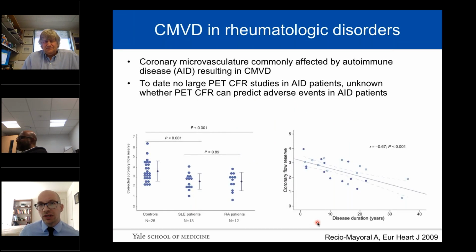Next topic, I would like to talk about microvascular disease in rheumatologic disorders, and this really builds on a study done by Dr. Camici's group. It shows that patients with lupus or rheumatoid arthritis had reduced coronary flow reserve compared to controls in a small number of patients, and the flow reserve was inversely correlated with the disease duration in these patients. But to date, no larger studies have been performed in this field, and it's also unknown whether CFR is predictive of outcomes in these patients.